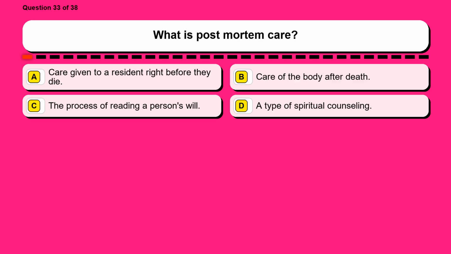Question 33. What is post-mortem care? Option A. Care given to a resident right before they die. Option B. Care of the body after death. Option C. The process of reading a person's will. Option D. A type of spiritual counseling.